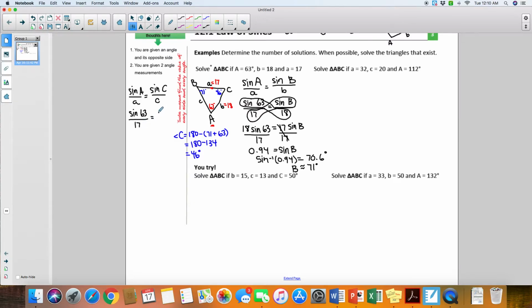And then sine of C, so C is 46. We rounded that up. All right, and then little c is what I'm looking for. So again, I would cross multiply. All right, so that would give me 17 sine 46 equal to c sine 63.